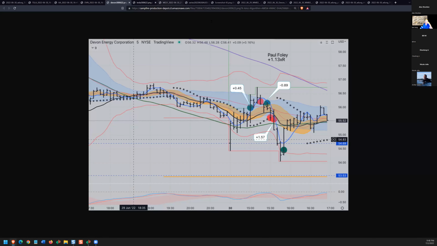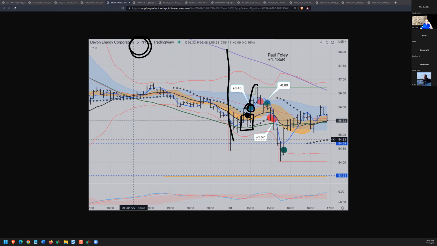Paul on Devon. This is on the 5s. The start of his trade here. PSAR flip box. We might have gotten in a little earlier, but that's pretty good. We got paid here. I like the re-entry effort.